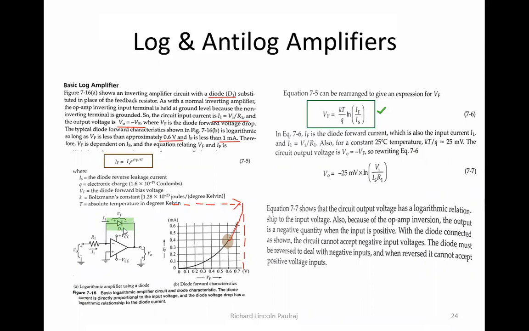So the major player here is going to be the diode: the diode's forward current and leakage current. This becomes the forward current, this becomes the leakage current, and then the associated environment, like temperature and other things. In this equation, If is the diode forward current, which is also the input current I1, and I1 is dependent on Vi and R1. So I1 is nothing but Vi by R1.